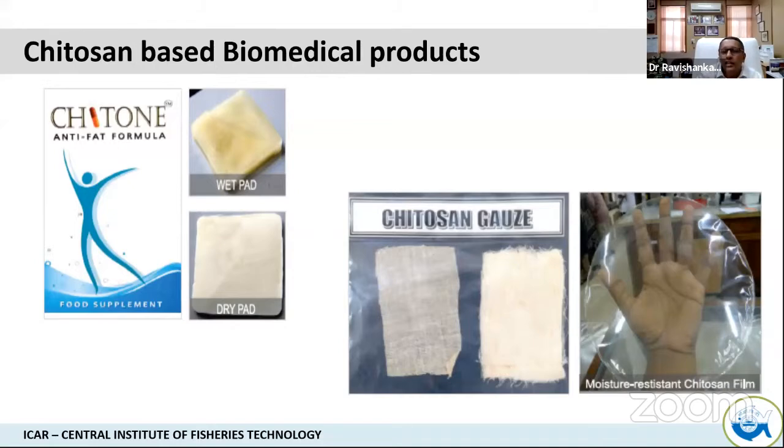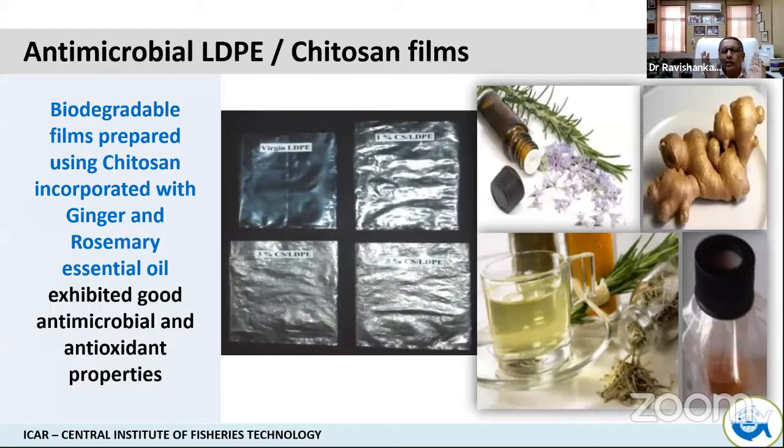And you see, another thing is antimicrobial, low density polyethylene and chitosan films. We can also add something like ginger, rosemary extract. I know my colleagues have done a lot of work on this. These are all new applications which we should be looking at.